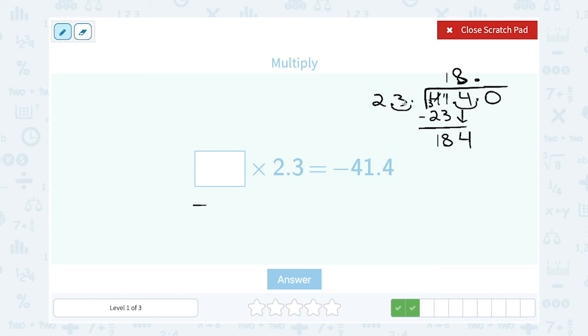Okay, 8 times 3 is 24. So that's going to be a 4. I'm going to bring the 2 over. 8 times 2 is 16, plus the extra 2 is 18. Okay, so that actually worked out perfectly to give me 184. And I'm going to say that gives me a remainder of 0, so this is 18.0, right, or just 18. Now, I already figured out that it had to be a negative number, so it must be negative 18.